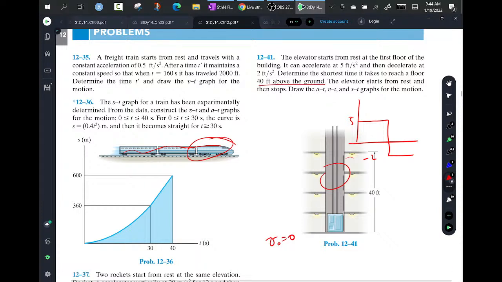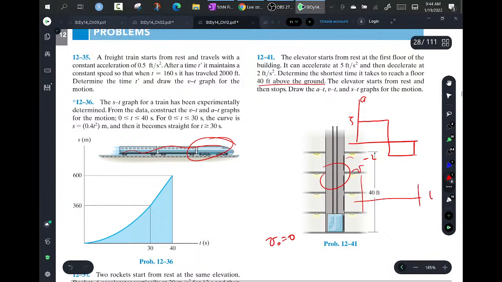Okay, so wait a minute. So you're looking for this. That's his acceleration. So your thing is, you've got an acceleration. You're going to do a velocity. Then you're going to do a position.